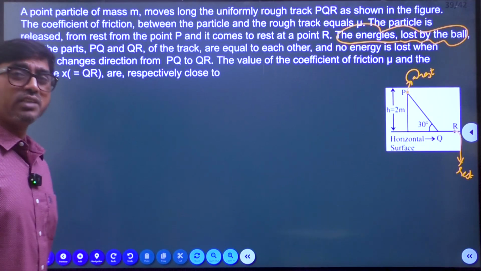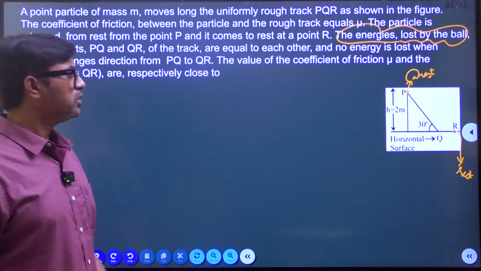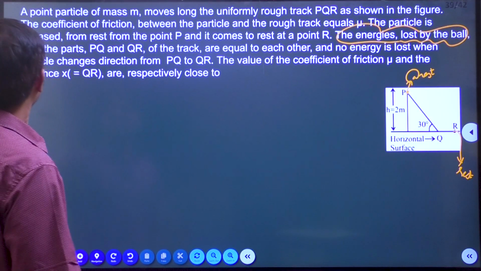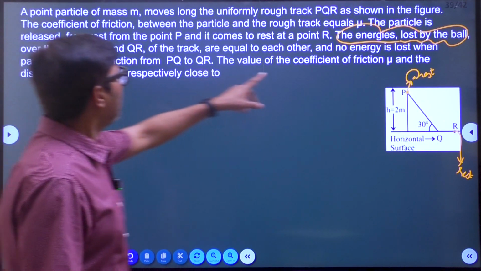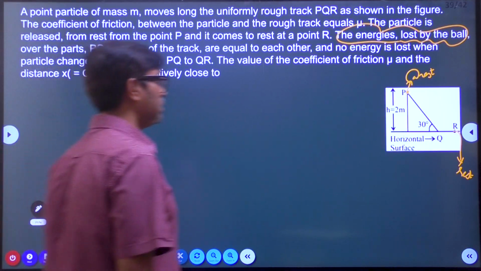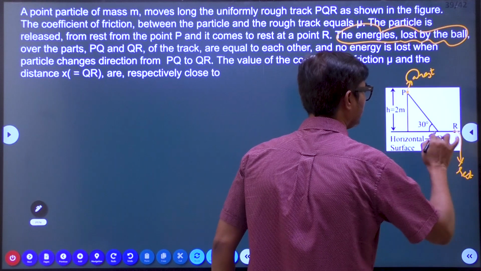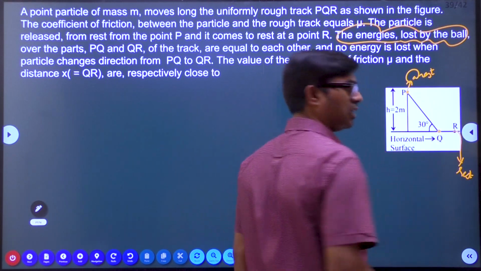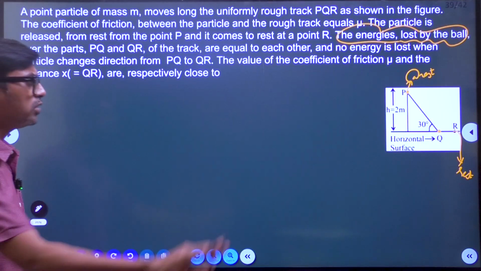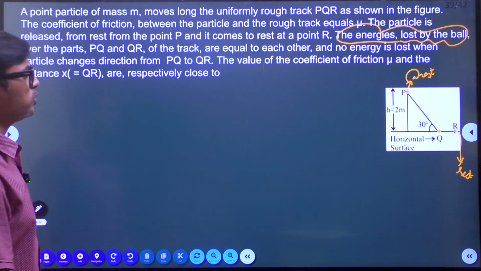So why will it lose energy? Because of a dissipative force there. Kinetic friction is there, no? So because of kinetic friction, it is losing that. All right, very good. And then they said no energy is lost when the particle changes direction from PQ to QR. Yeah, that's important actually. As it slides down, suddenly changing direction of motion, you will have a collision there. So he's saying that you neglect that collision. Don't worry about that collision. There's no loss of energy as it is sliding and suddenly changing the direction of motion there.